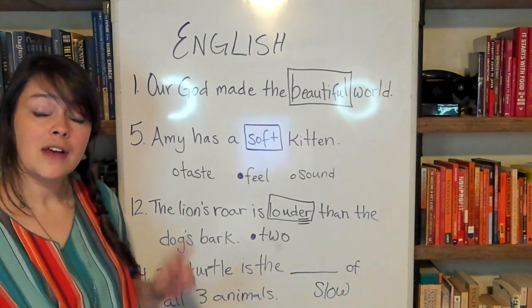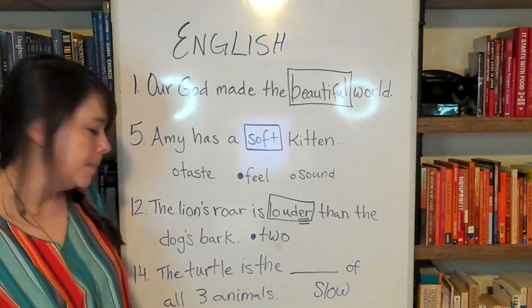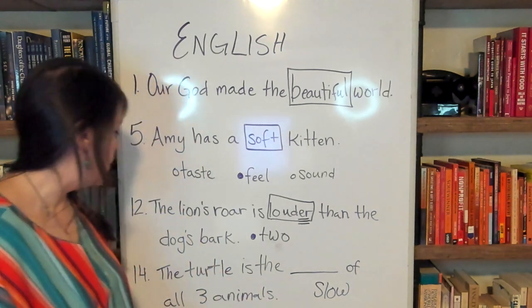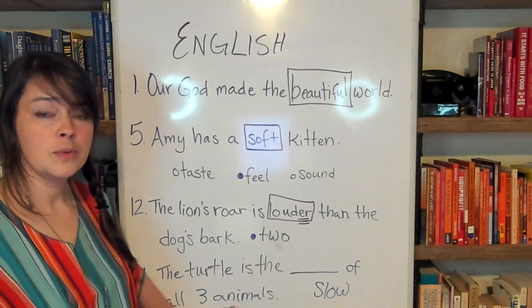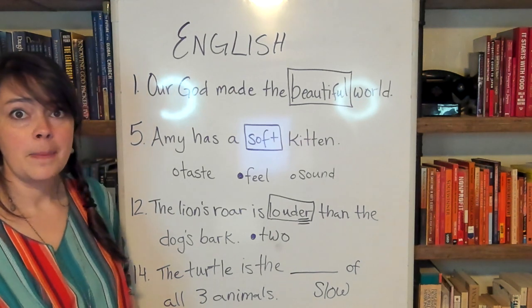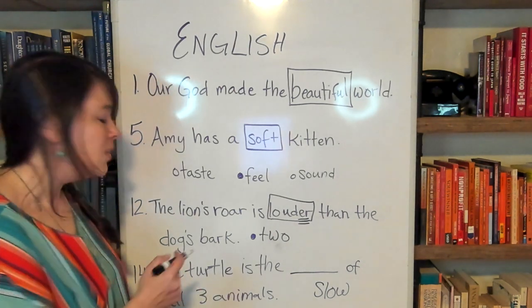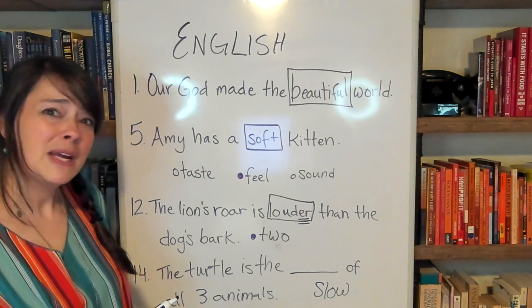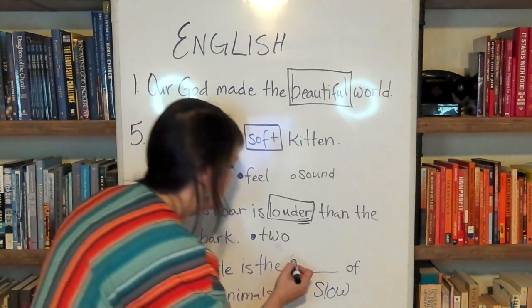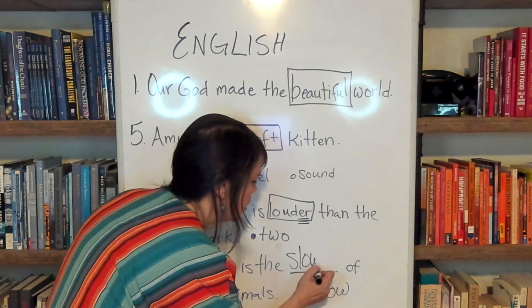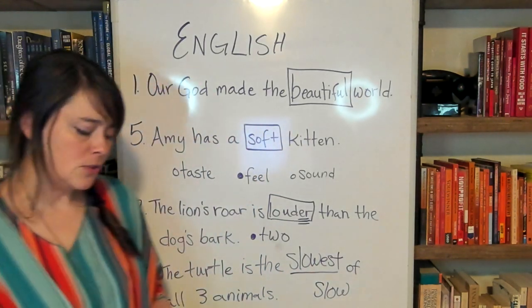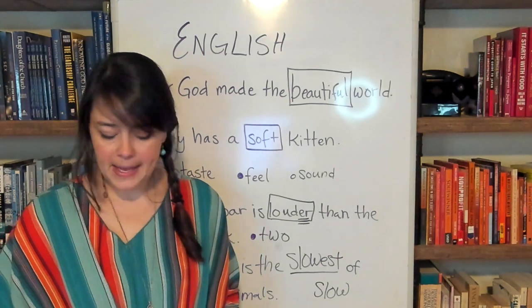Or you can ask yourself how many things are being compared here. The turtle is the something of all 3 animals. And it tells you right here at the end that they're comparing 3 animals. Also, it makes sense. The turtle is the slower of all 3 animals. Doesn't sound right, but the turtle is the slowest of all 3 animals. And there's a few of them for you to do like that.